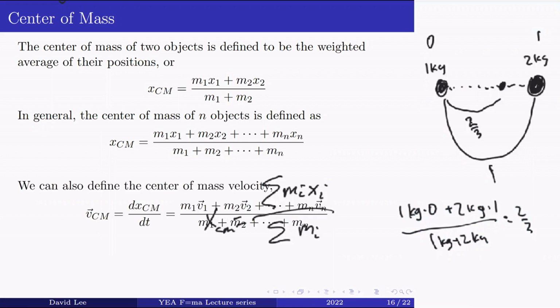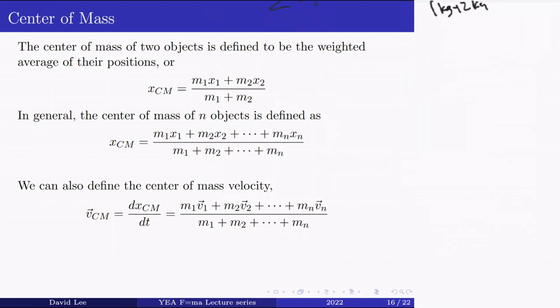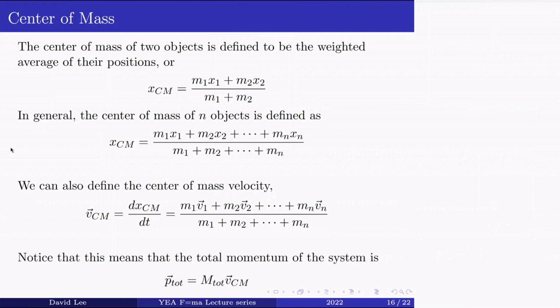And we can also define a center of mass velocity, which is the same thing but with velocities. This is the formula here. It's quite similar. We can actually just write this as the total momentum divided by the total mass. So we also have P equals mv for the total, the center of mass system as well.